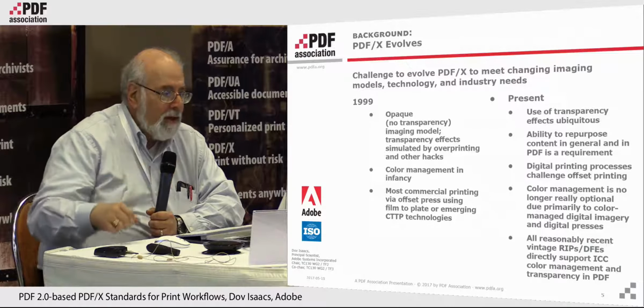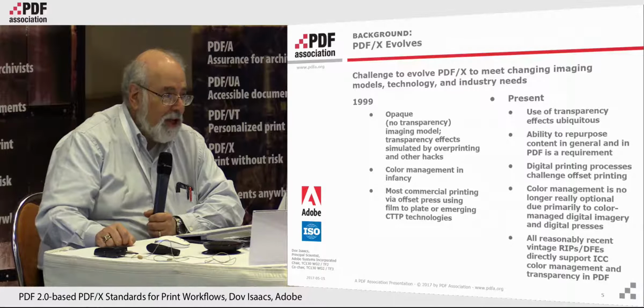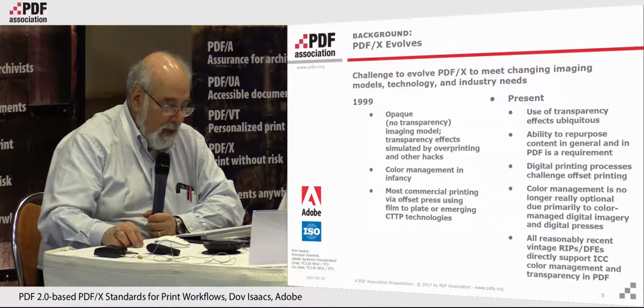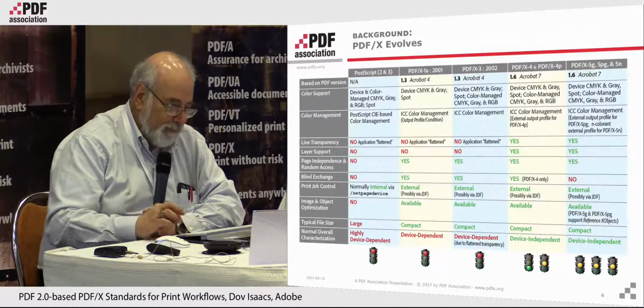Digital cameras don't produce CMYK. They produce ICC color managed RGB. So the idea is basically that you have to be able to handle this. And the thing is that all recently vintage RIPs, or DFEs, digital front ends, directly support ICC color management and transparency in PDF. So there's a major difference between what we had when PDF started and what we have in modern times.